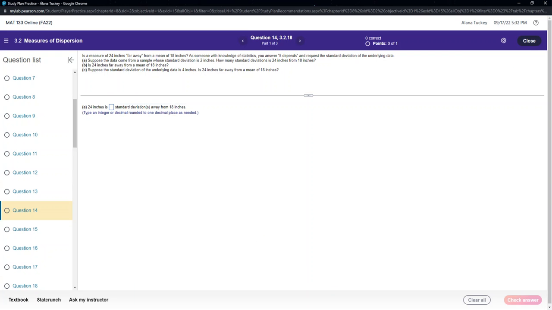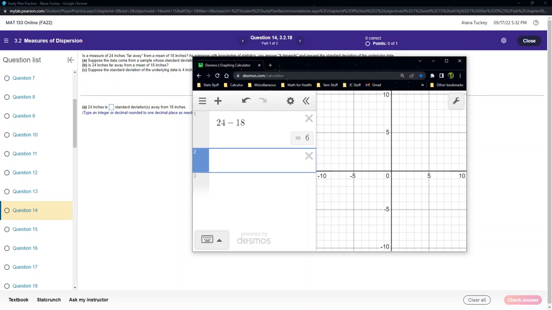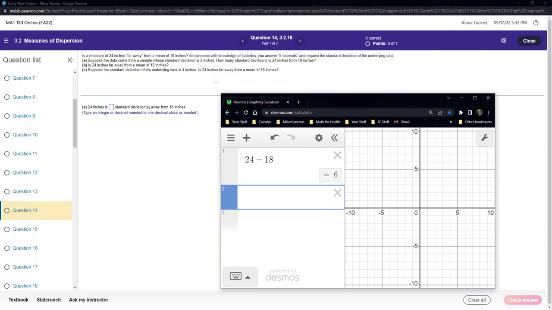Okay, well, we know it's 6 away, but that's not how many standard deviations away it is. That's just the difference. So what you have to do is take 6, that difference, or if you like, you could take 24, take away 18, and you're going to divide it by what a standard deviation is worth. So for letter A, they say, suppose it comes from a sample whose standard deviation is 2 inches. So if you divide by 2, that makes it 3. So it'd be 3 standard deviations. See the 3 right there? It'd be 3 standard deviations.